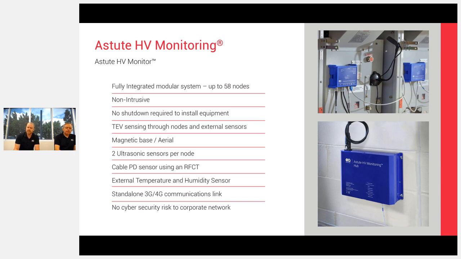The sensors used within the equipment: we have TEV sensors inside those blue nodes that you can see on the right-hand side. We also have designated TEV sensors, and we have designated TEV aerials. What we do with the aerials is we set them up around the room, usually on all four corners of your switchboard, to detect any external noise or external EMF waves that are coming through that look like TEV signals to the system.